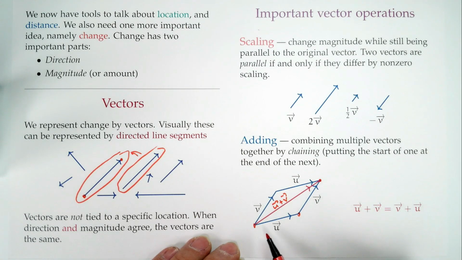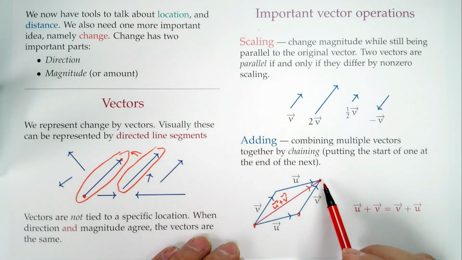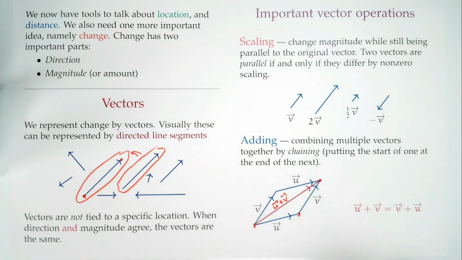Now it turns out it doesn't matter which order we do the changes in. So if I run the change of v first and then run the change of u, I'll still end up at the same point. And what we see right here, this is a really important idea, is we see a parallelogram. And these are going to be important as we get into understanding things about size and totals.